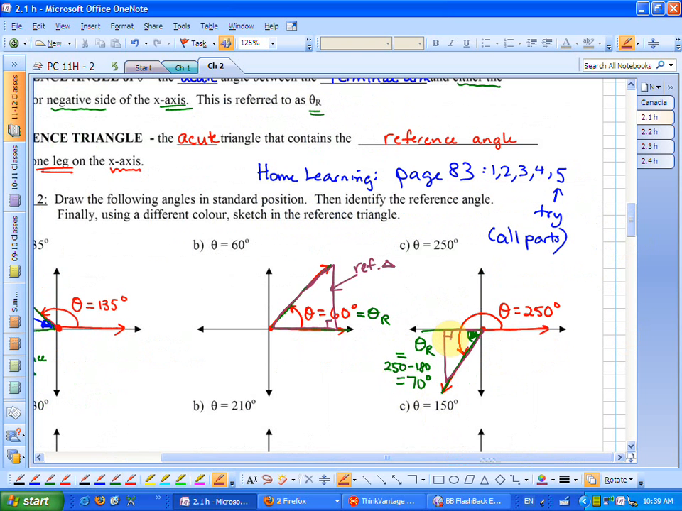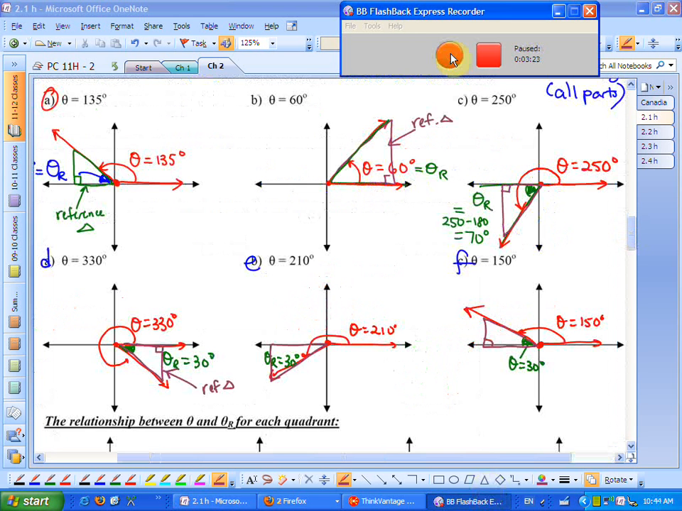I'm going to give you a chance now to try the ones underneath, please. I'll give you a few minutes to do this, and then we'll take a look together. All right? So try those ones. So here are the answers to D, E, and F. Double check your work with mine. Notice all three of these standard position angles have the same reference angle, right? 30 degrees. But notice they can be in different quadrants.